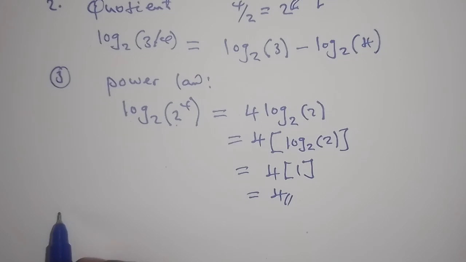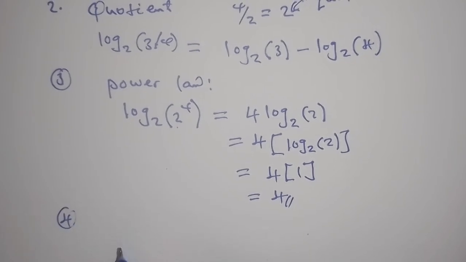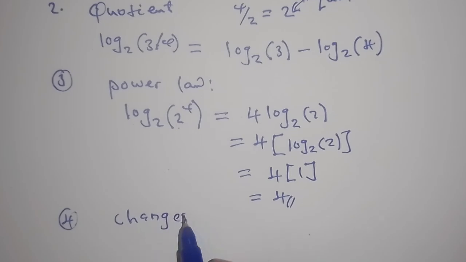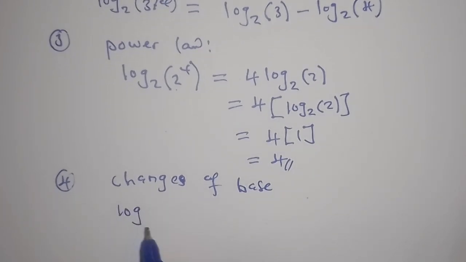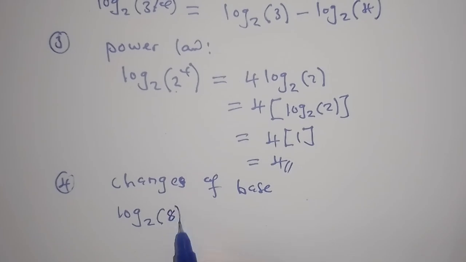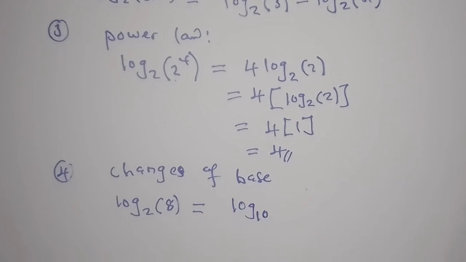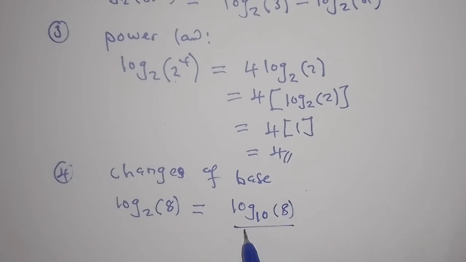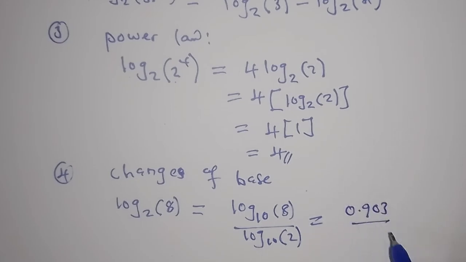Okay, and then number 4, which is the change of base formula. So change of base: let's say you have log base 2 of 8. You change to base 10, so we're going to have log base 10 of 8 divided by log base 10 of 2. This will give you 0.903 over 0.301, which is just equal to 3.